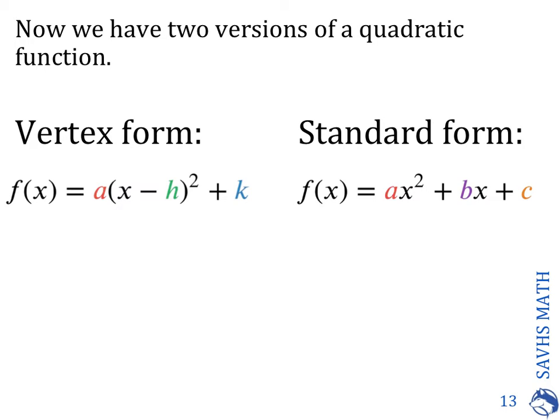Okay, so now we have two kinds of equations for parabolas. We have vertex form and we have standard form. Now, standard form doesn't tell you a lot of information right off the bat. Vertex form will actually tell you the vertex right away. The one piece of information that the standard form will tell you right away is your vertical scale factor, and it's still A. It's the same A.